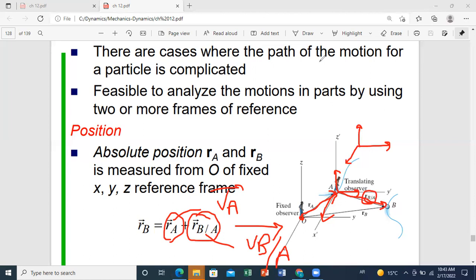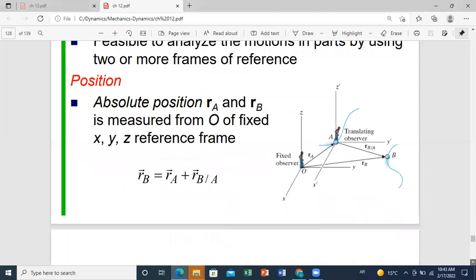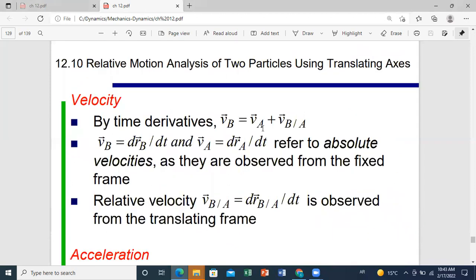So if I derive this relation, I will get the following: VB equals VA plus the velocity of B relative to A. And if I interpret this relation, VB is the absolute velocity of B. When I say absolute velocity, this means that this velocity is measured with respect to a fixed frame. VA also is the absolute velocity of A. So both are absolute velocities measured relative to the fixed frame.